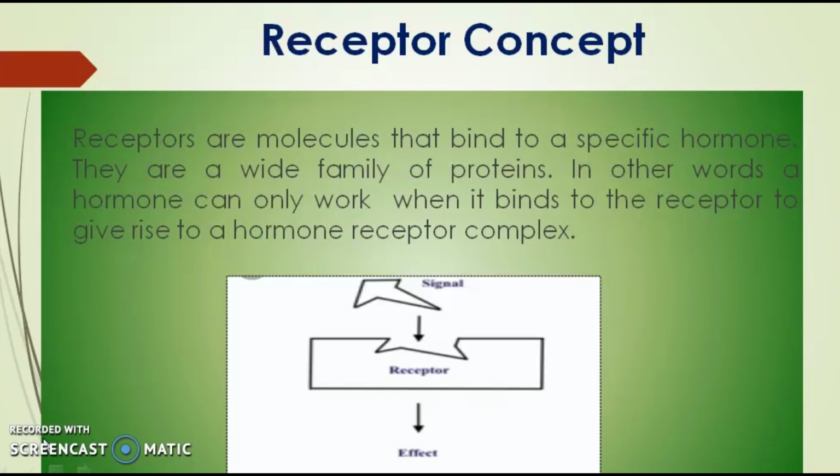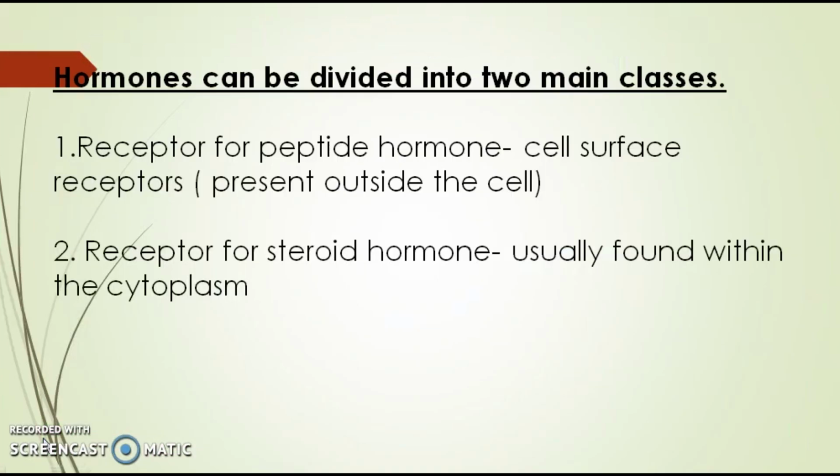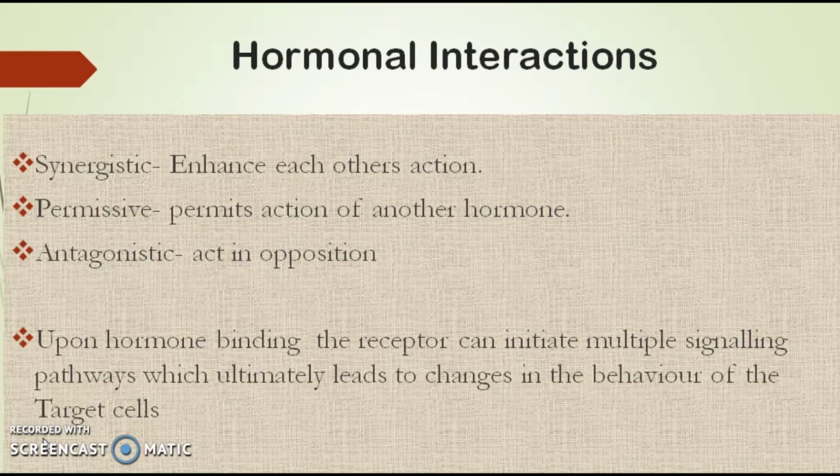Receptors are molecules that bind to a specific hormone. All receptors are hormone specific. They are a wide family of proteins. In other words, a hormone can only work when it binds to the receptor to give rise to a hormone receptor complex. On the basis of the receptors, hormones can be divided into two main classes: the receptors for peptide hormones, or the cell surface receptors, and receptors for steroid hormones that are usually found within the cytoplasm.